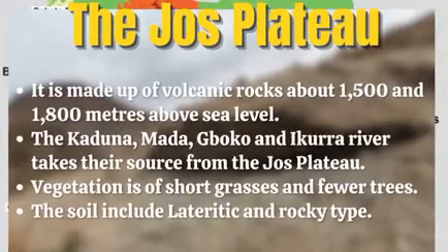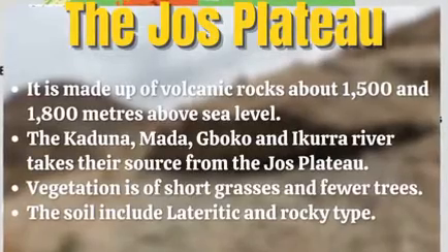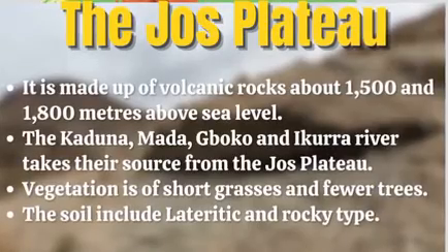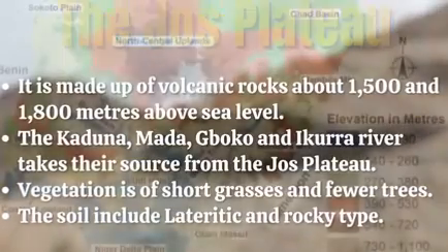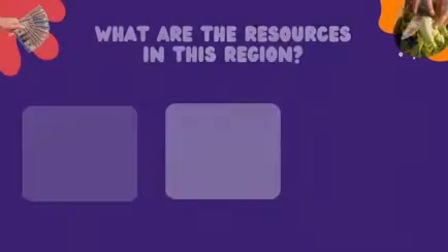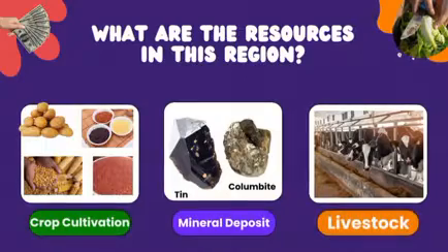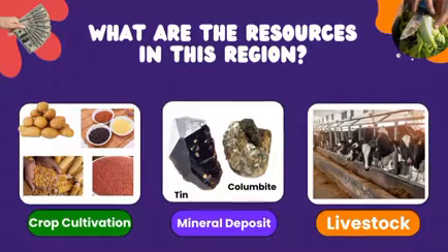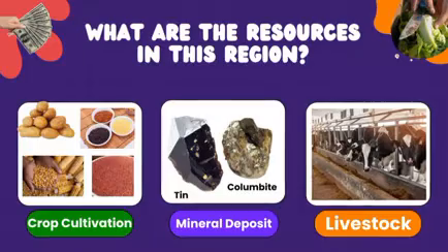it is made up of mostly volcanic rocks, about 1,500 to 1,800 meters above sea level, comprising areas like Kaduna, Mada, and Gboko. Here the temperature is quite low, about 21 degrees Celsius to 25 degrees Celsius, with rainfall of about 2,500 millimeters per annum. The mineral resources found here are tin and columbite, and they are involved in so many cultural and agricultural activities, which include raising of livestock and crop cultivation.